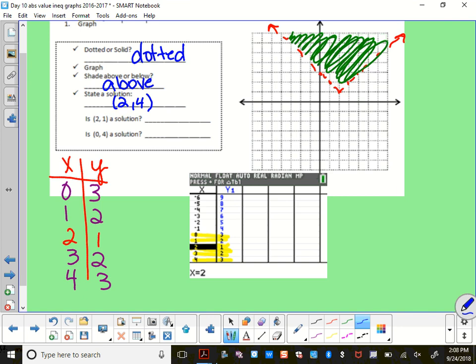Eric, is (2, 1) a solution? Yep, it's right on the dotted line. So if it's right on the dotted line, your answer is no, because it's not included. Okay? Is (0, 4) a solution? Yeah, it is. 0, then 1, 2, 3, 4. That's in the green area, right?